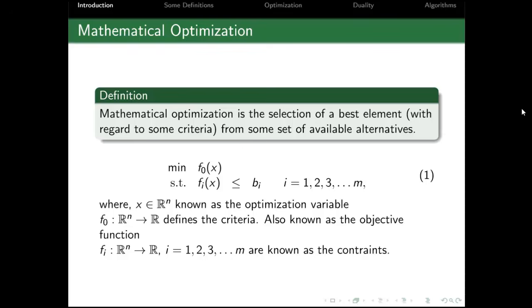Here we are trying to minimize f0 of x subject to m constraints of the form fi of x less than or equal to bi. f0 is also known as the objective function, fi are the constraints, and x is known as the optimization variable.